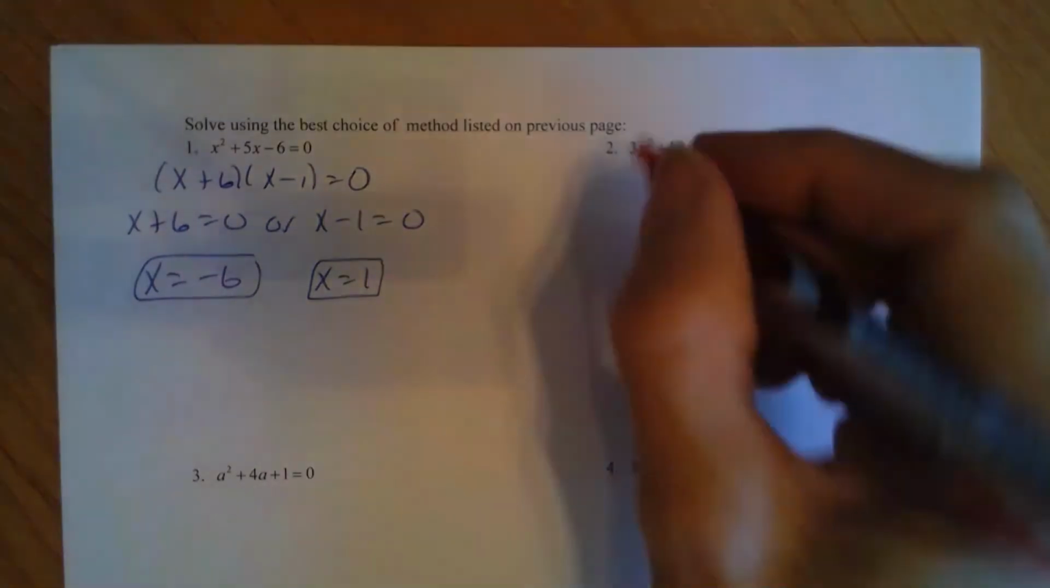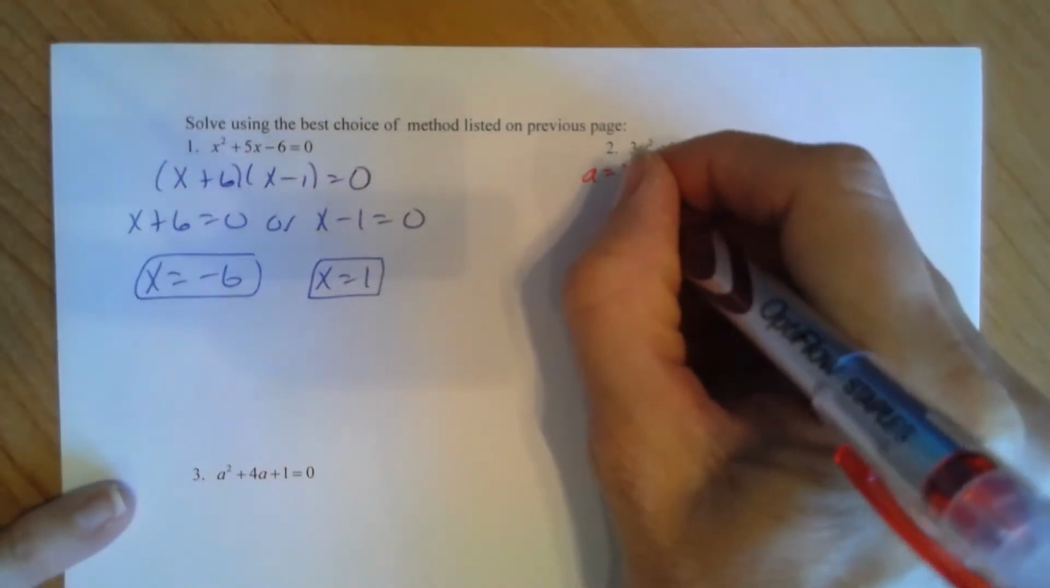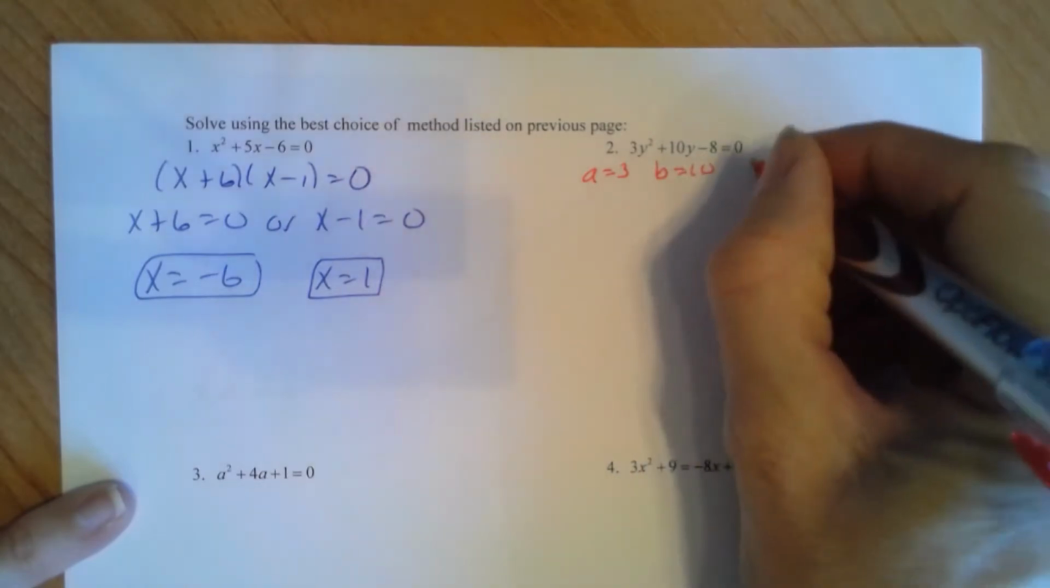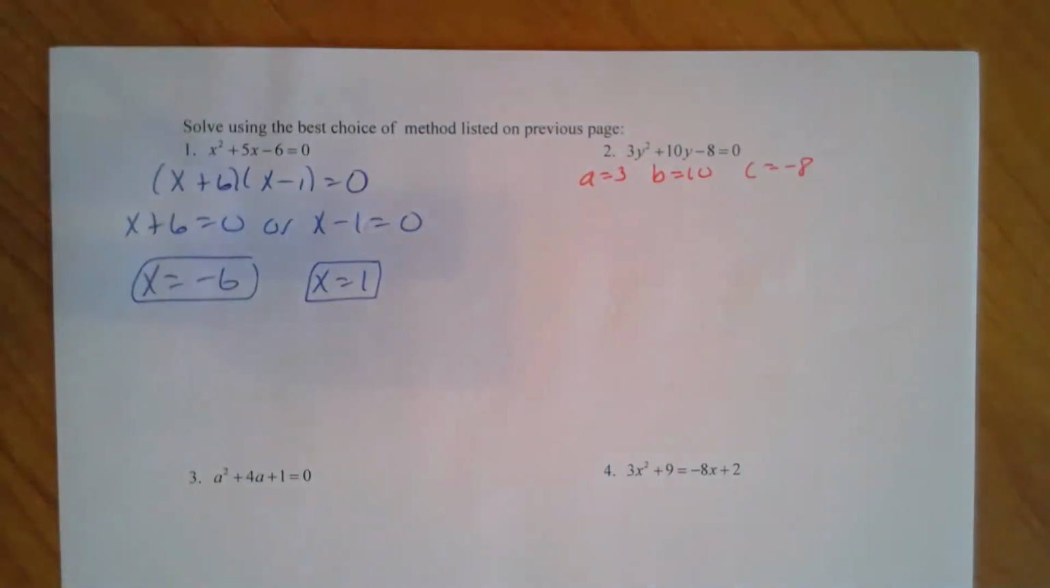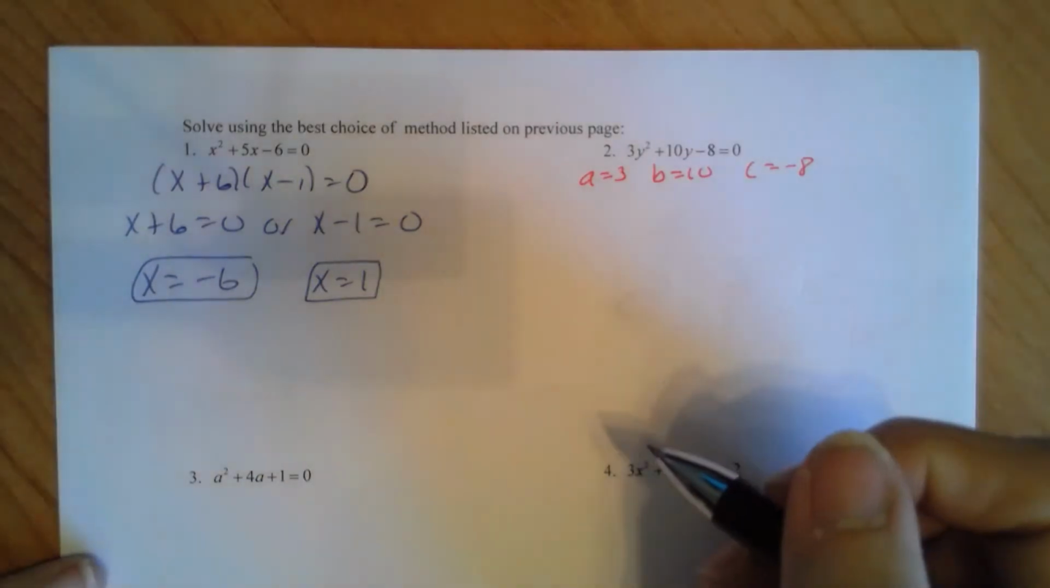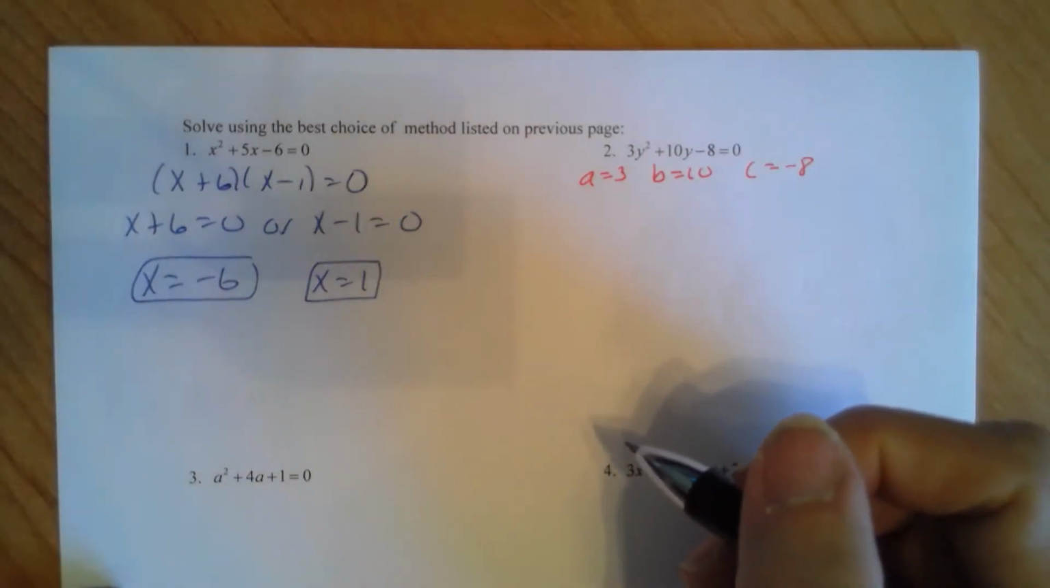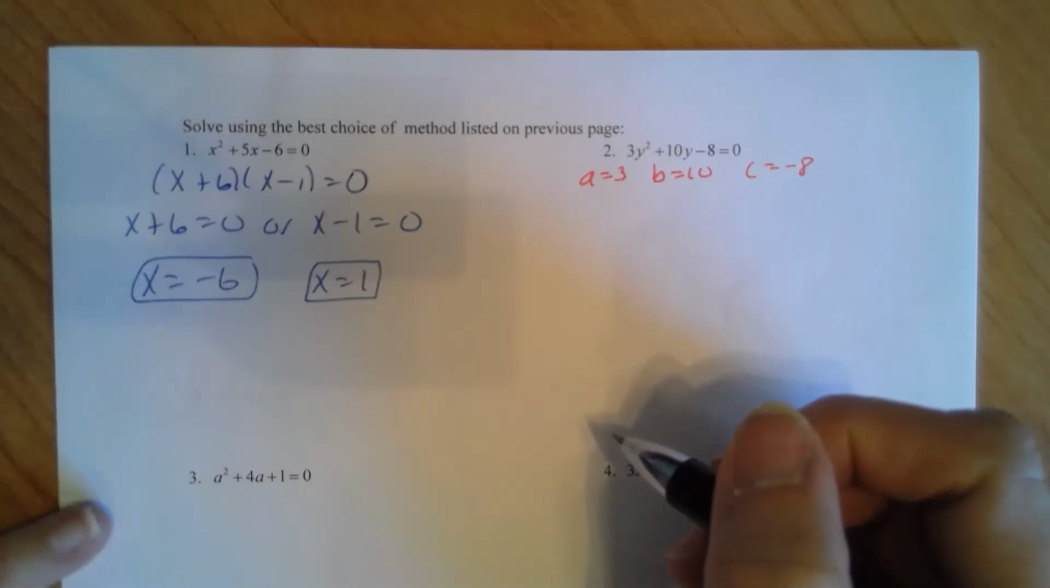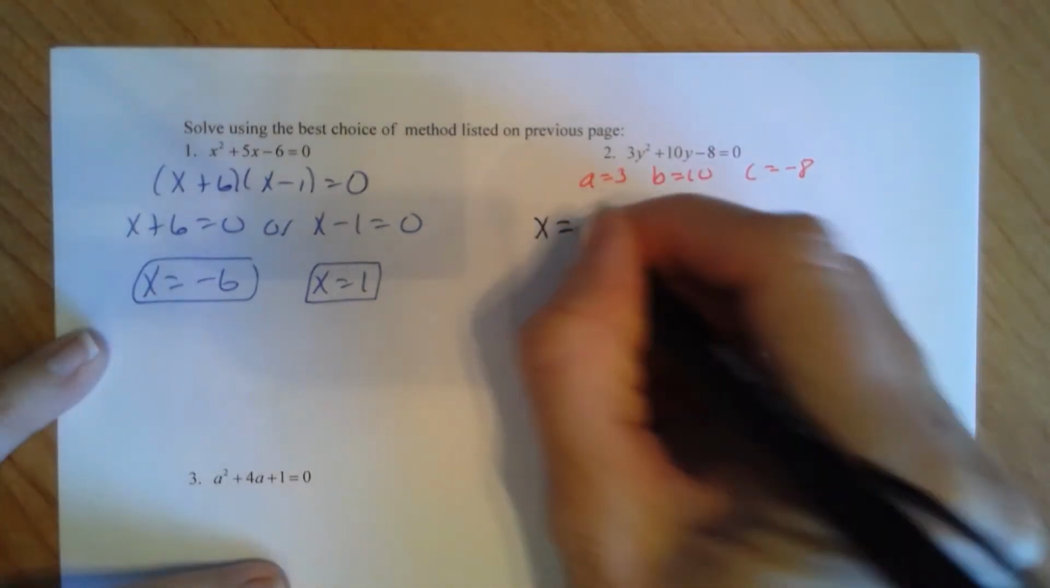Everything is on the same side, so now we know what A is. A is 3, B is 10, and C is negative 8. Now, just so you know, this is factorable, but we'll assume that it's not, or that we don't want to do it, because the AC method sometimes is a little challenging. So I would write the quadratic formula every single time.